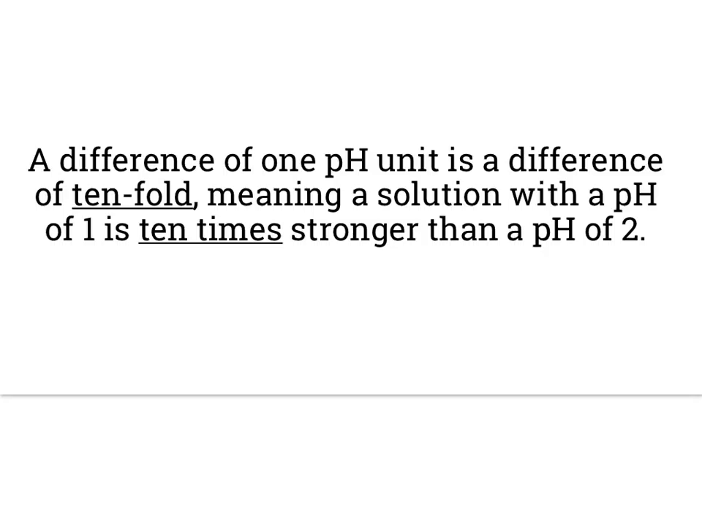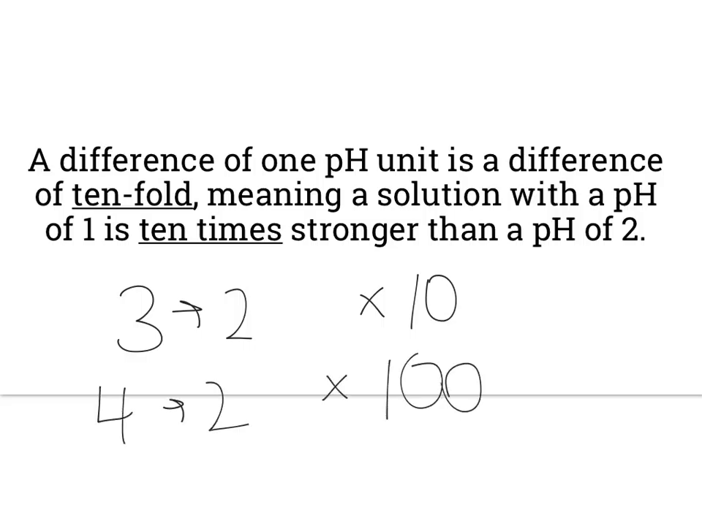Anyways, a difference of 1 pH is a difference of 10-fold. Apparently a lot of people don't know what the word fold means. It basically means a solution with a pH of 1 is 10 times stronger than a pH of 2. If you're going from a pH of 3 to 2, you're going to be 10 times as strong. Or 4 to 2 will be 100 times as strong, 100 times as concentrated, by the way. Keep in mind it's still really small, but it's still 100 times stronger. Or a pH of 5 to 2 would be times 1,000.